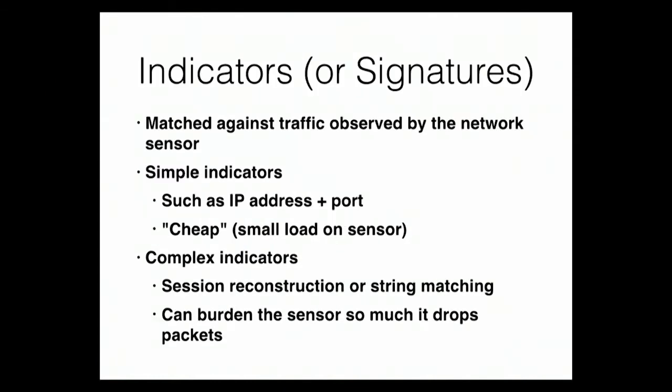So it's got signatures. Some rules are cheap, which means they don't take too much processor time at the sensor. It is very easy to get too fancy and write a complicated rule that will slow down your sensor and cause it to lose data. So your complex indicators are dangerous with things like string matching or session reconstruction.